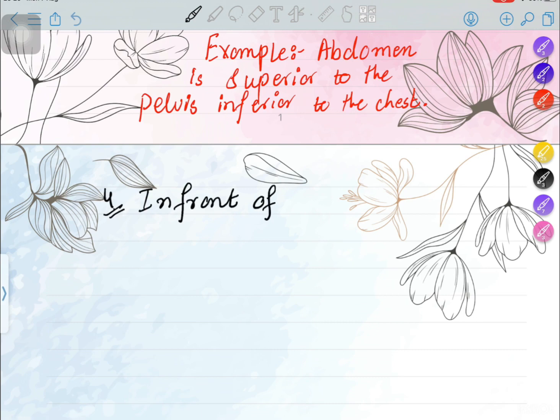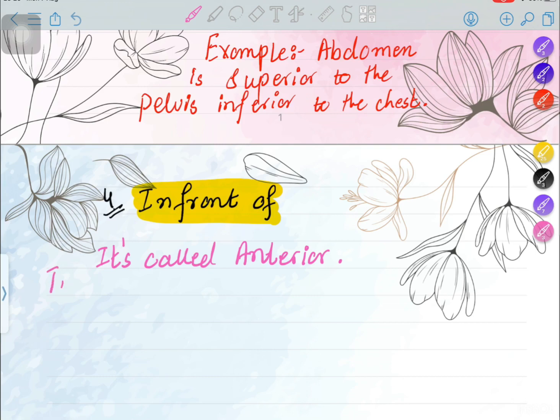The fourth thing I want to talk about is when we want to say in front of. This thing is in front of me, or this body part is in front of me. How do we say that in biomedical terms, as you will see in your books? It's called anterior. Have you heard these words? In front of is called anterior, which means towards the front of the body.